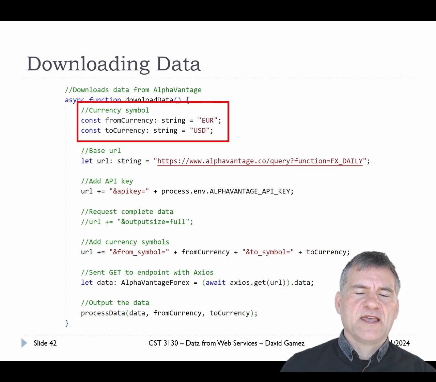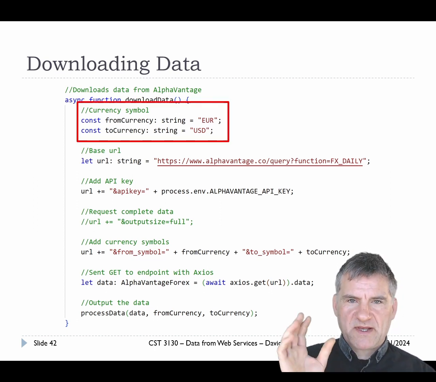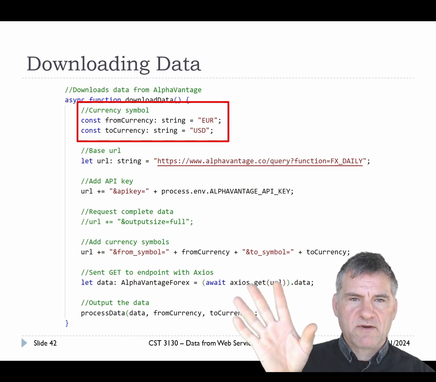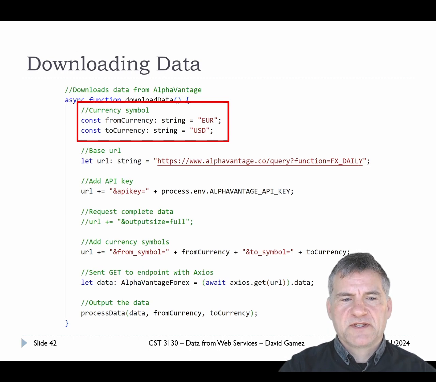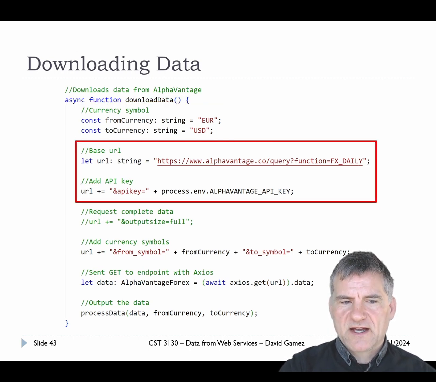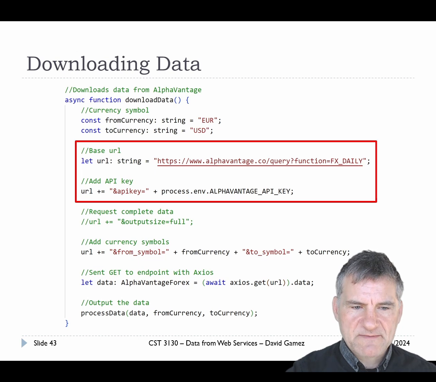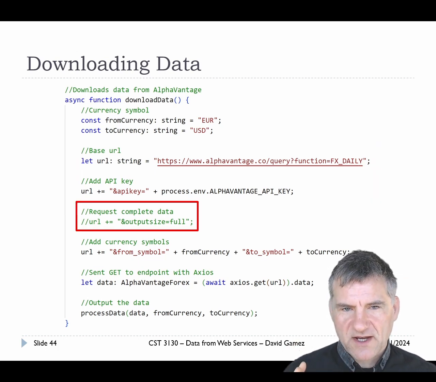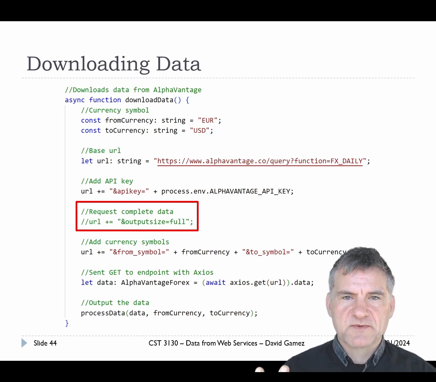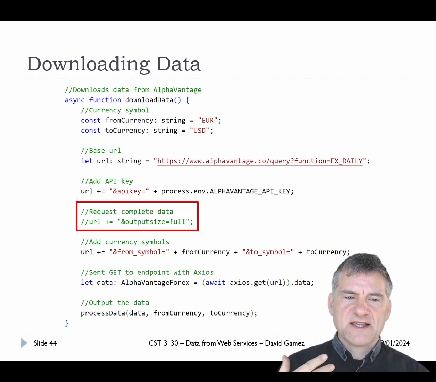Okay, so firstly, I need to build the URL. Remember, it's an HTTP client, so it needs to ping a URL with a GET request in this case. So we need to define the currencies we want to exchange. Then we've got the base URL and the API key, which I explained. And then we've got this option to get all the data instead of just 100 rows. It's probably easier to start with just 100, make sure it's working, then when you're downloading the final data, just get the lot.